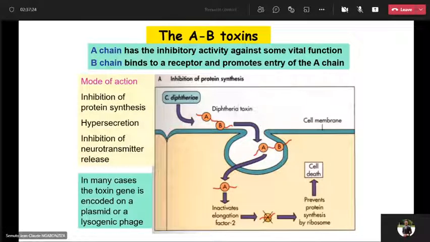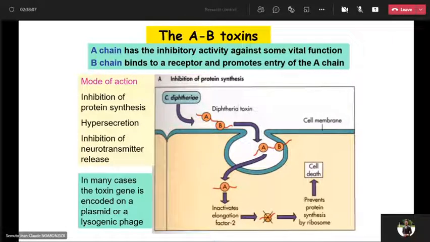Then by inactivating the elongation factor, the synthesis of protein is prevented. By preventing protein synthesis, the cell will definitely die. And this will lead to death of cells, and then the disease will appear because of more cells dying because protein synthesis is blocked. So hypersecretion, inhibition of neurotransmitter release, these are other kinds that we are going to see.